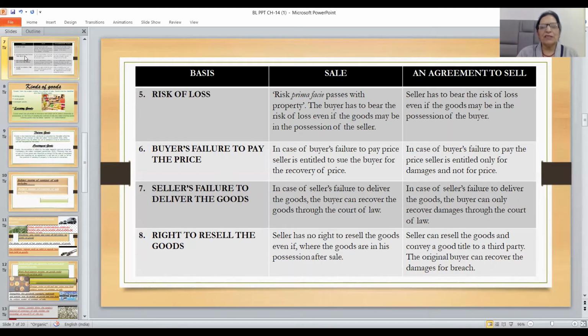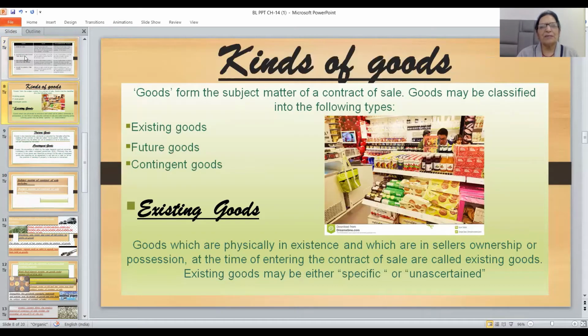Right to resell the goods. In case of sale, seller has no right to resell the goods. Resale is not valid. But in case of an agreement to sell, seller has a right to resell the goods. Resale will be termed as valid. So these are the points of distinction between sale and an agreement to sell.